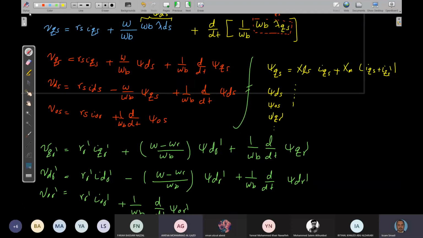The reference frame. When we say stationary reference frame, this means that the reference frame is attached to the stator, which means that the reference frame is not rotating. I'm assuming a virtual frame.